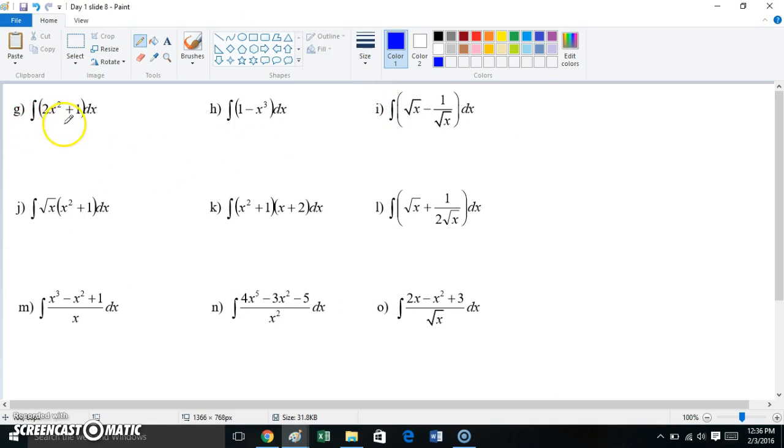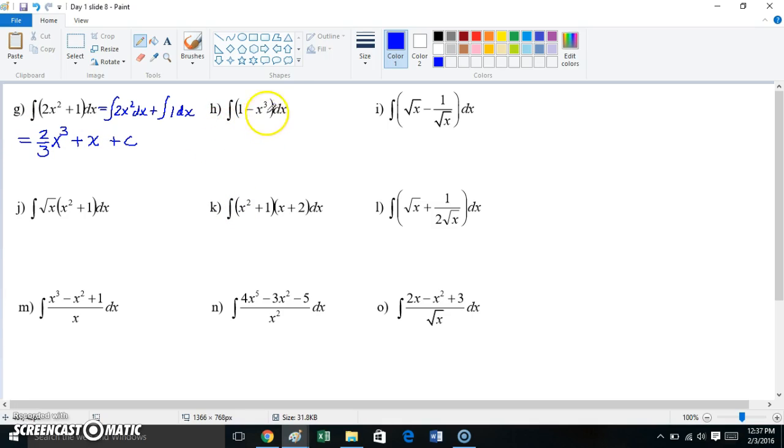And we have the integral of 2x squared plus 1. That is the same as the integral of 2x squared dx plus the integral of 1 dx. It is not necessary that you rewrite the integral, but it is necessary that you understand how you are just taking the integral of each piece of the sum or the difference of functions. So the integral of 2x squared will be 2/3 x cubed. The integral of 1 will be x plus c. So 2/3 x cubed plus x plus c.